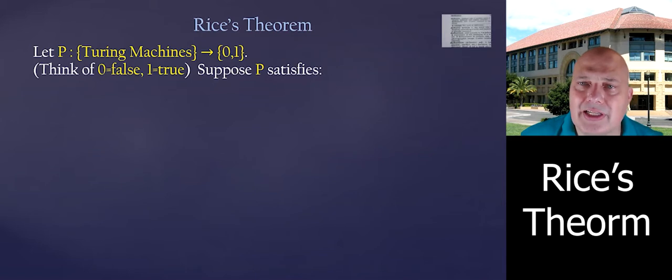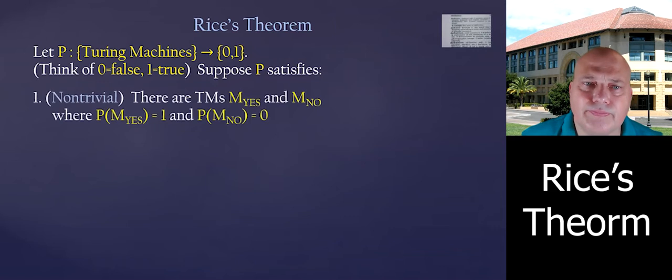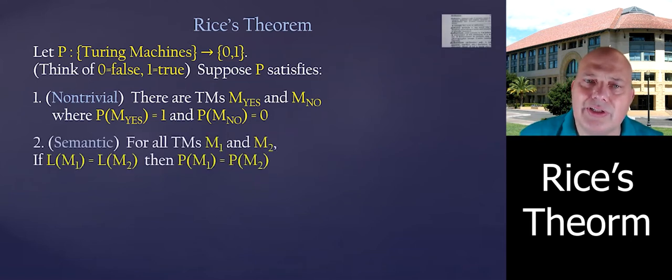And suppose P satisfies the following conditions, which are pretty minor. One is that it is not trivial. If this is a property that holds for all Turing machines or no Turing machine, then the language we're going to get is going to be trivial too. So we want a non-trivial property, meaning that there are Turing machines, M yes and M no, such that the property holds for M yes and doesn't hold for M no. That's one property. The other one is a bit more interesting.